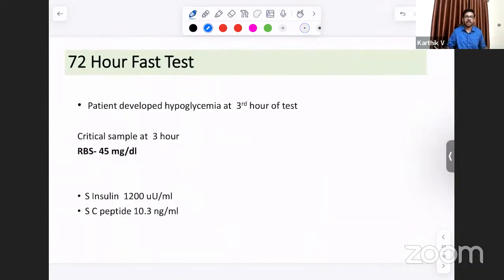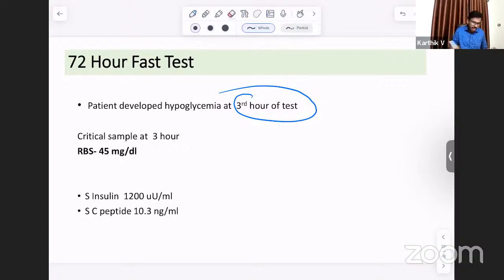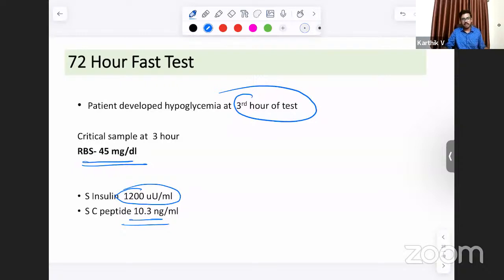So this patient developed hypoglycemia during the 72-hour fast test as early as the third hour. So you can say it is sort of a postprandial hypoglycemia, but even severe cases of insulinoma can also present with postprandial hypoglycemia. Okay, so the critical sample at 3 hours showed a plasma glucose of 45 milligram per deciliter, but look at the serum insulin. This is 1200, and the serum C-peptide is 10 nanograms per ml.